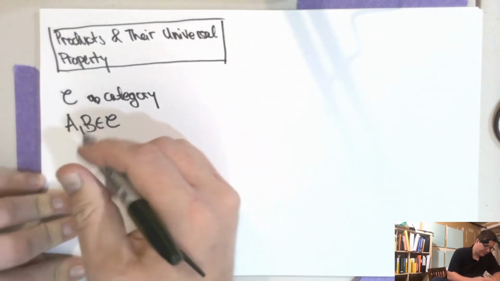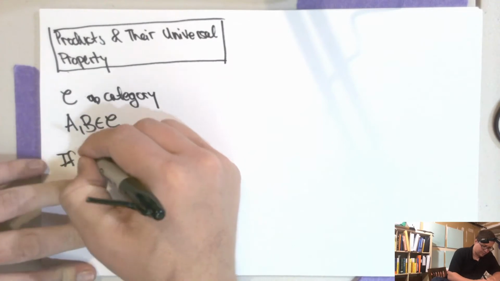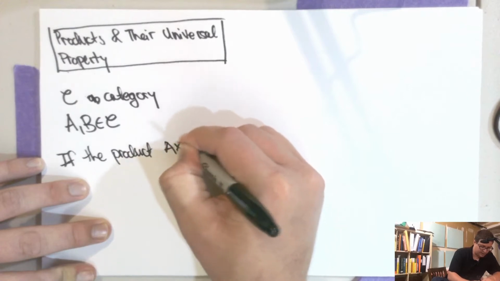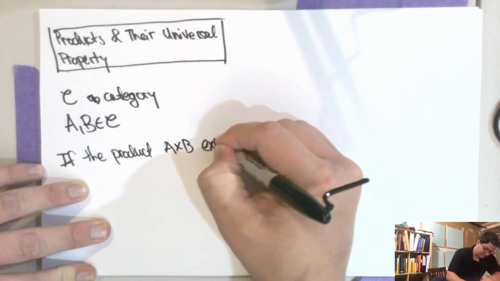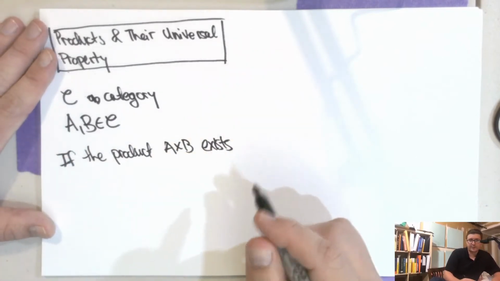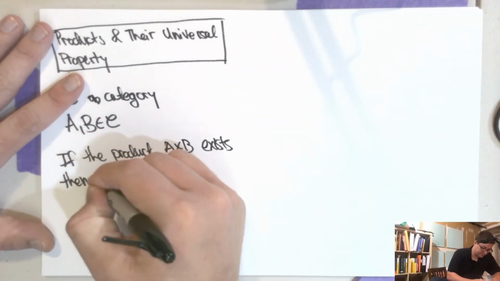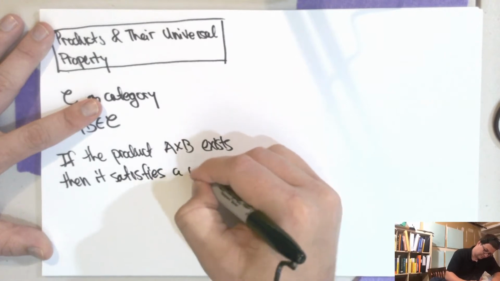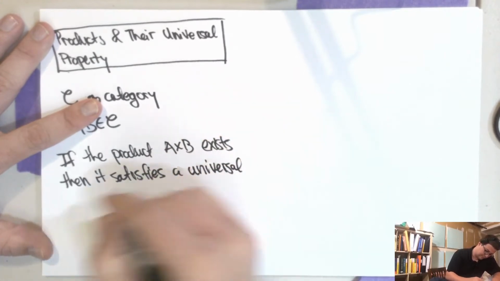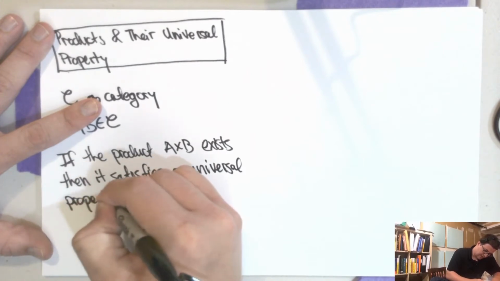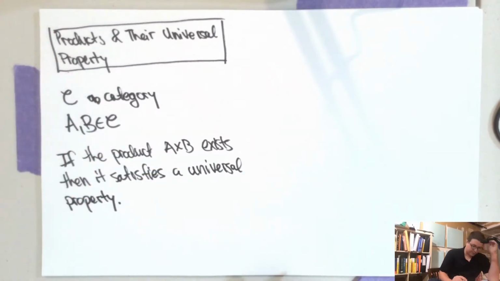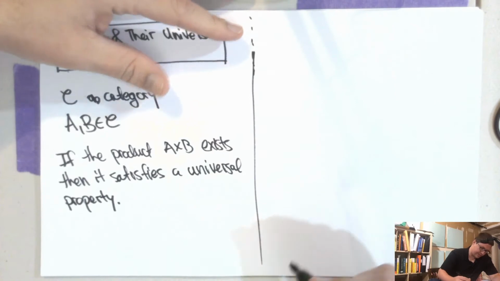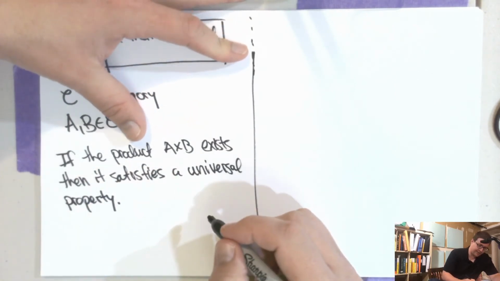Okay, and so if the product A cross B exists, then it satisfies a universal property. Okay, what is the universal property? So the universal property is as follows. Okay? And this is kind of going to be typical. So it says the following.